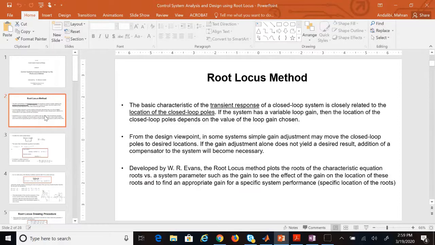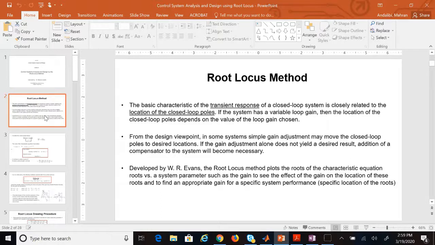If any of them is on the right-hand side of the imaginary axis, it means the system is unstable. If a few or one, typically not two of them, are on the imaginary axis, it means you have sustained oscillation, the system is marginally stable. But if everything is on the left side, the system is stable.